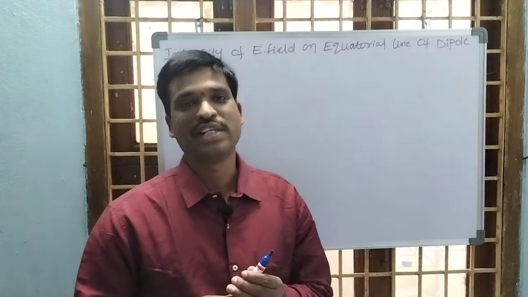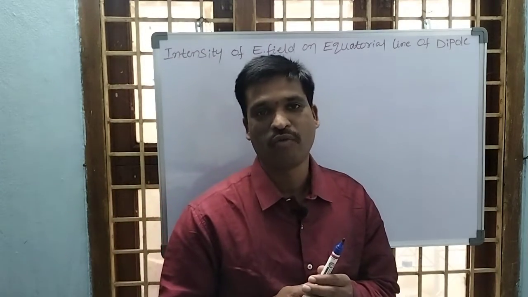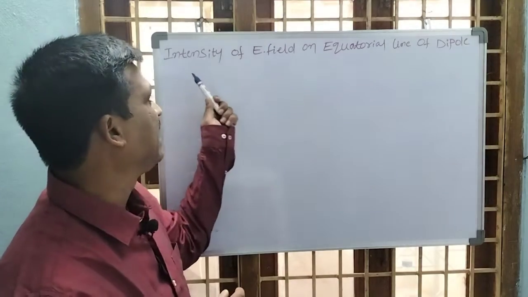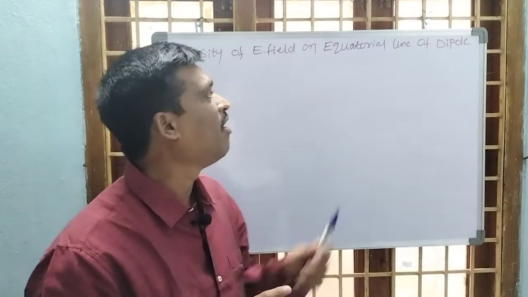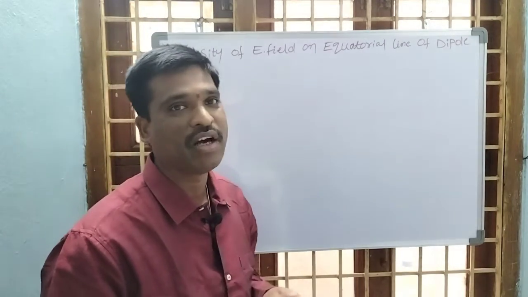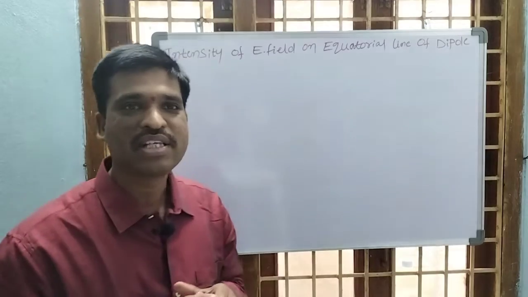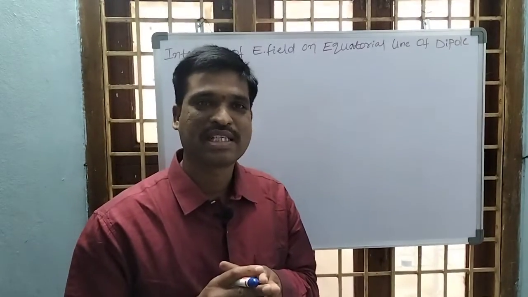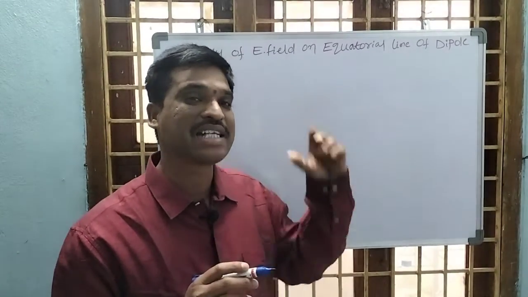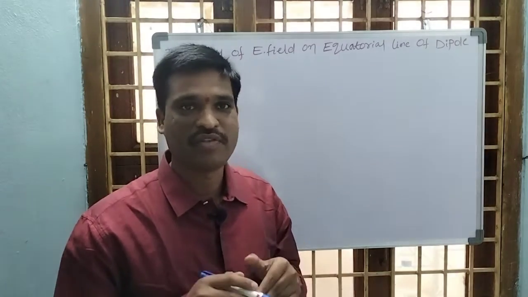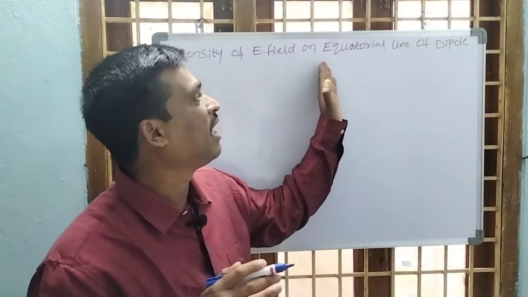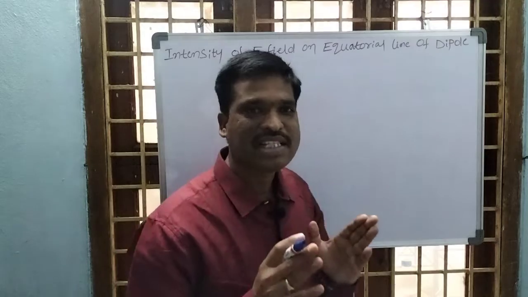Today we are going to discuss one important law 4 marks question, that is intensity of electric field on the equatorial line of a dipole. In the previous video, I discussed intensity of electric field on the axial line. But in this video, intensity of electric field on the equatorial line. First, what is the equatorial line?